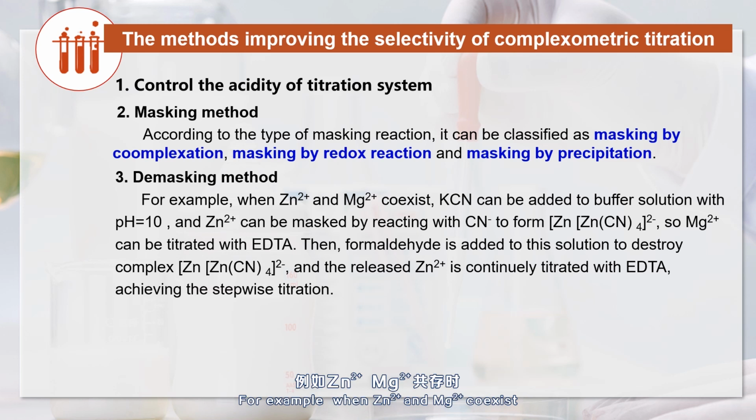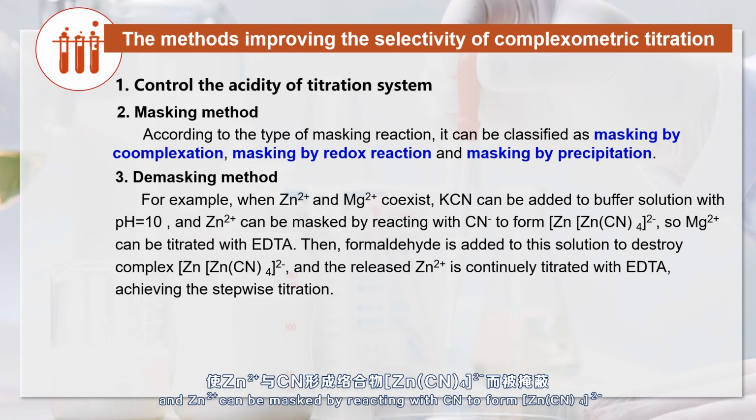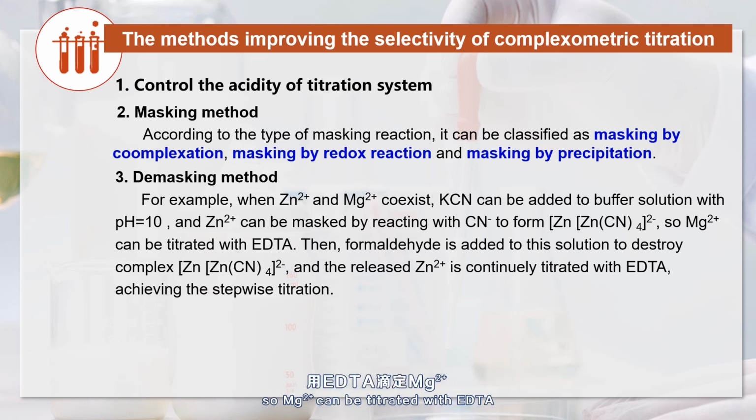For example, when zinc ion and magnesium ion coexist, KCN can be added to a pH 10 buffer solution, and zinc ion can be masked by reacting with CN to form Zn(CN)4 2-. So magnesium ion can be titrated with EDTA. Then formaldehyde is added to the solution to destroy the complex Zn(CN)4 2-, and the released zinc ion is continuously titrated with EDTA, achieving stepwise titration.